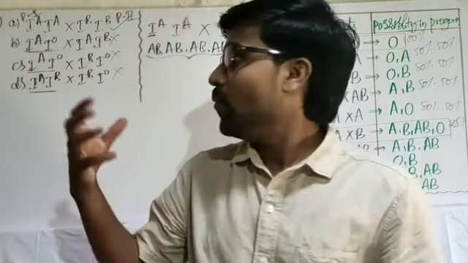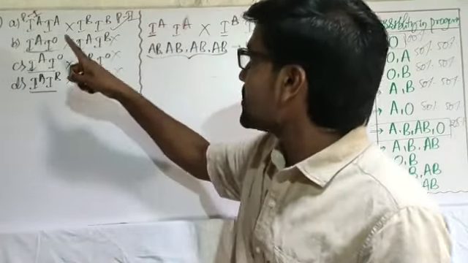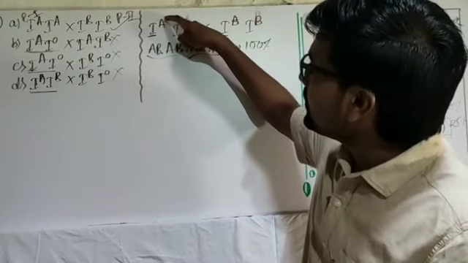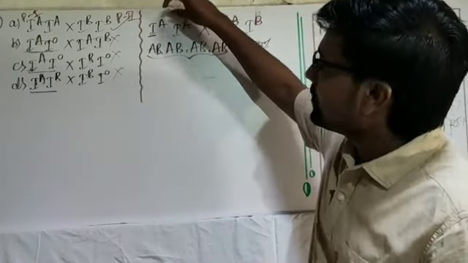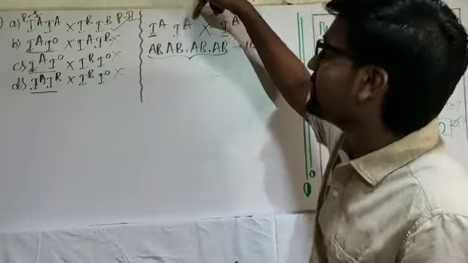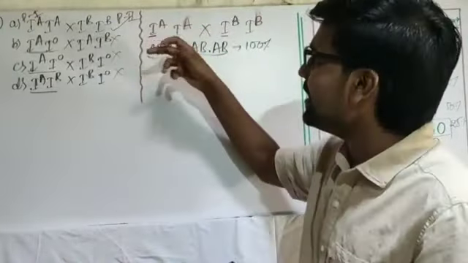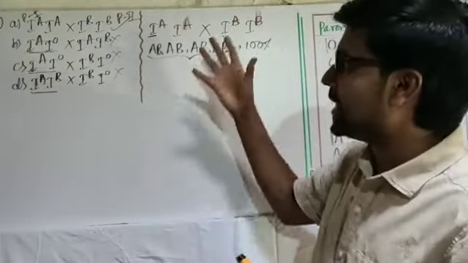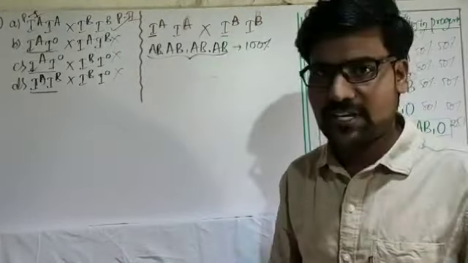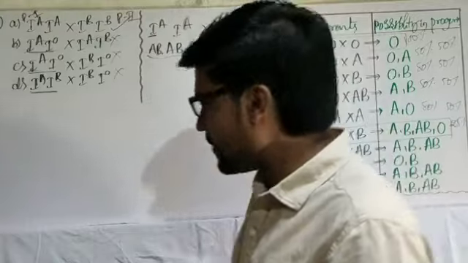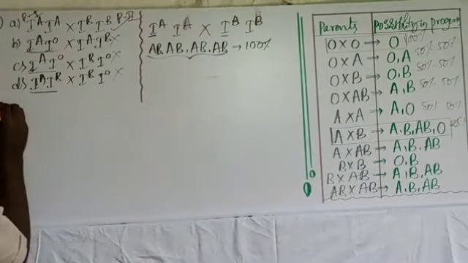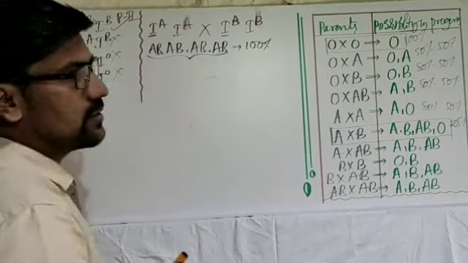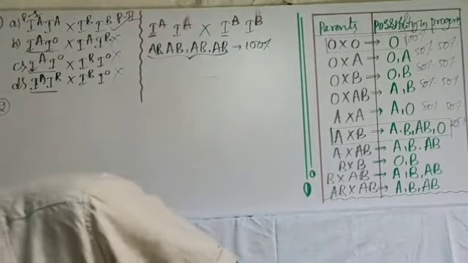So while multiplying, you just need to focus on these letters. Leave the I, just multiply this one and write their blood groups here. So here 100% AB only. The first option, if you consider in that sense. In the same way, if we consider the second question, the second problem.